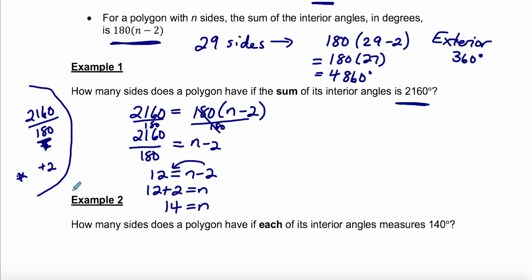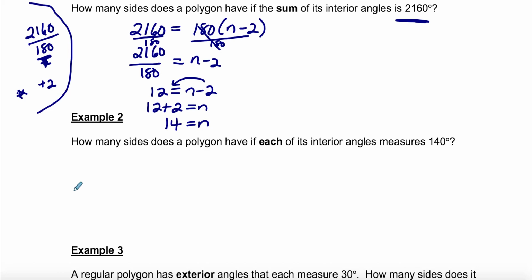So how many sides does a polygon have if each of its interior angles measures 140? What's a good way to do this? There's a couple of ways to do this. If you know the interior angle measures 140, what would the exterior measure be? I'd have to add up to 180, so I'm thinking it'd have to be 40 degrees. And 360 divided by 40 degrees is 9. So we've got 9 sides.